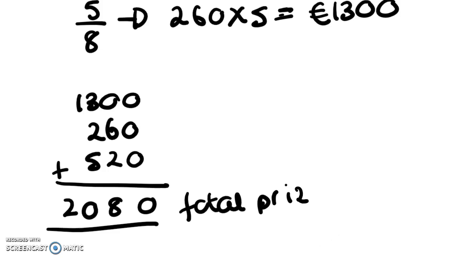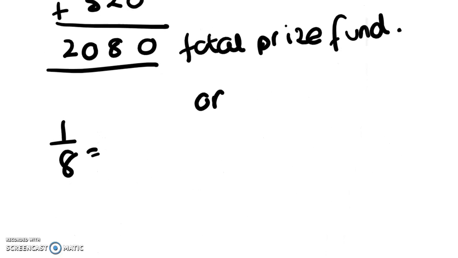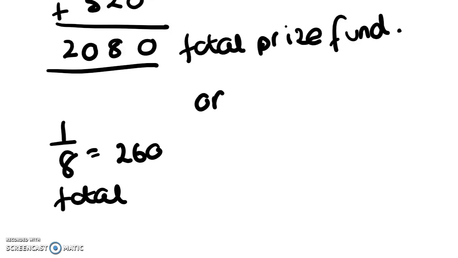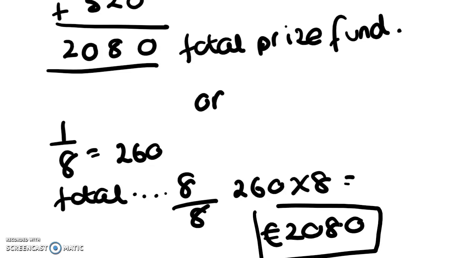That's the answer. Now there is one other way I could have done that. When I found 1/8 to be €260, well, if it's the total prize fund, that would be 8/8. So I could have just said 260 multiplied by 8, and 260 times 8 is 2,080. Either way, we've got the same answer. That's all that matters.